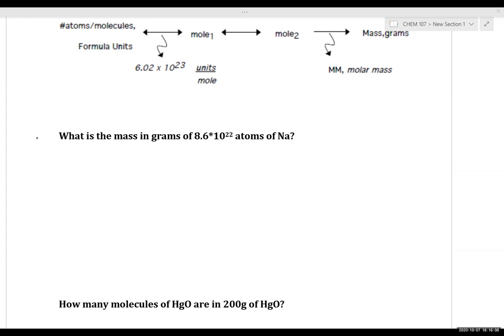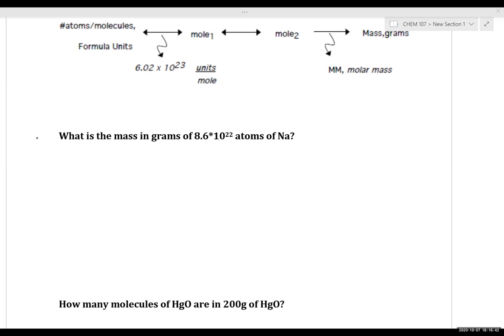So the best way to figure out how to start these problems is to write your starting units and your final units. And then once you have your starting and final units, you decide what intermediate unit, what stepping stone will get me between these two units. Once you have your unit map created, then you use your conversion factors to go from one unit to another.